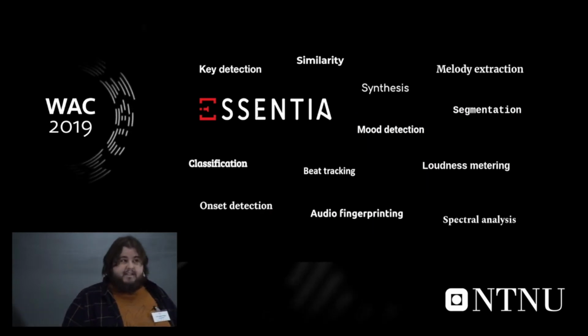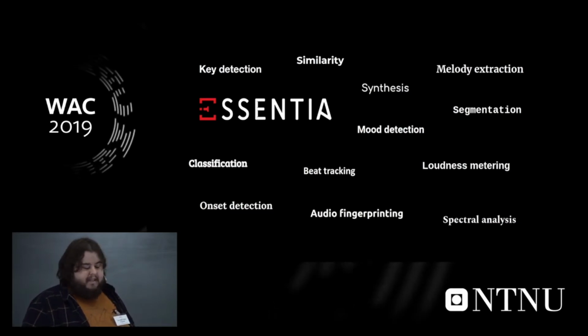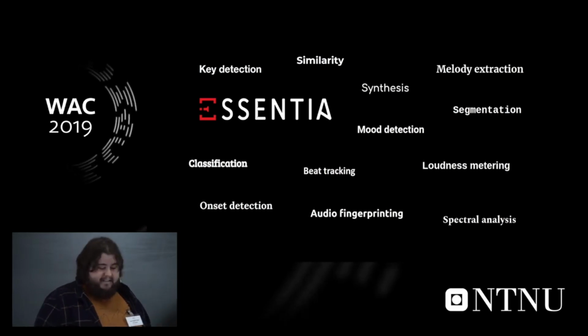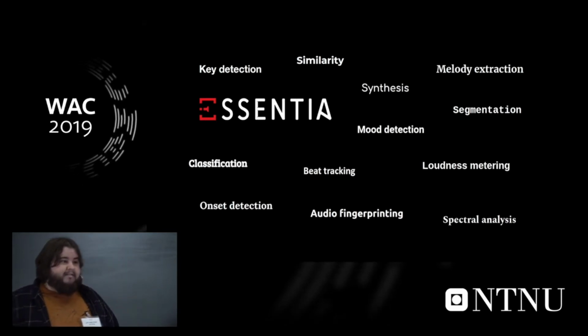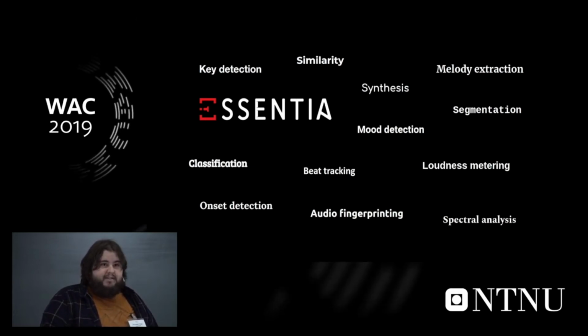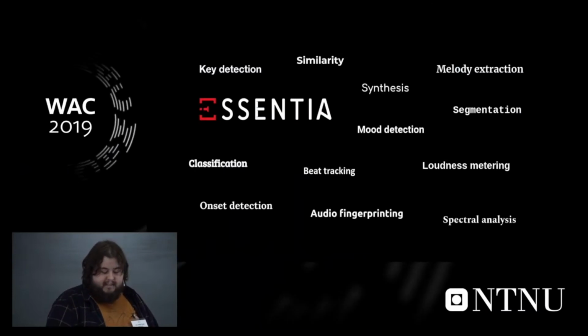So a few things that you can do with Essentia. Essentia has more than 250 algorithms inside, and you can do things with it like key detection, organize a collection of sounds by similarity. You can do synthesis also. You can do melody extraction, some segmentation. Mood detection is also among the algorithms that you can use. You can do some spectral analysis or analyze the loudness of a sound, beat tracking. It has algorithms for audio fingerprinting, also onset detection, and you can also extract features for any kind of classification models.